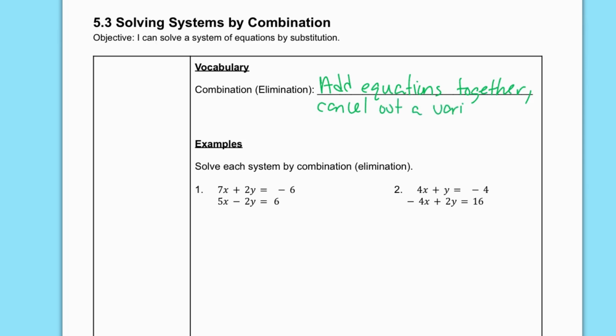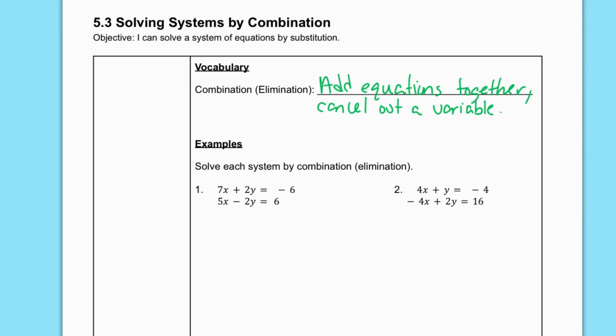So that's why it's called combination. We're combining them together, adding them together. It's also called elimination sometimes because we're eliminating one of the variables. And I'm going to break this down into 3 different parts. So the first part is going to be like question numbers 1 and 2, where the equations are already set up perfect for this method.